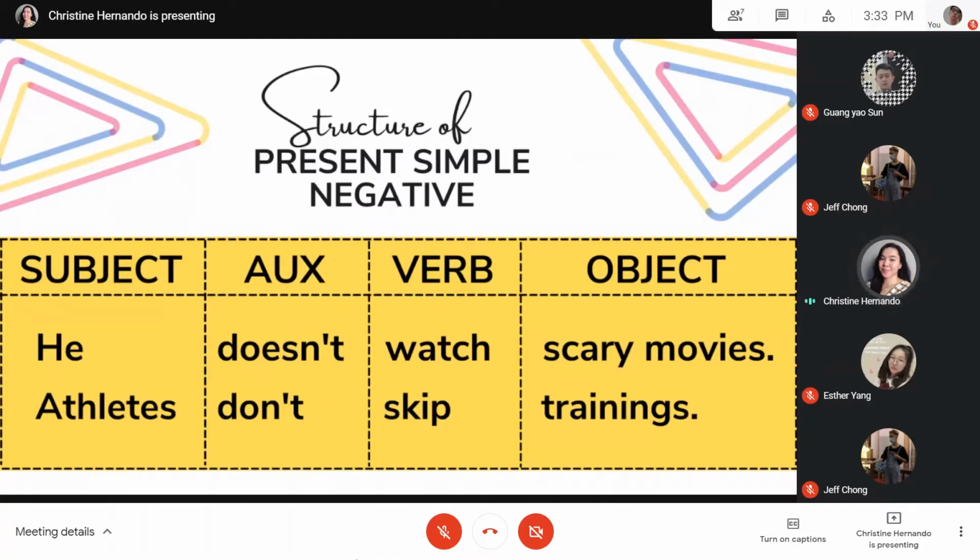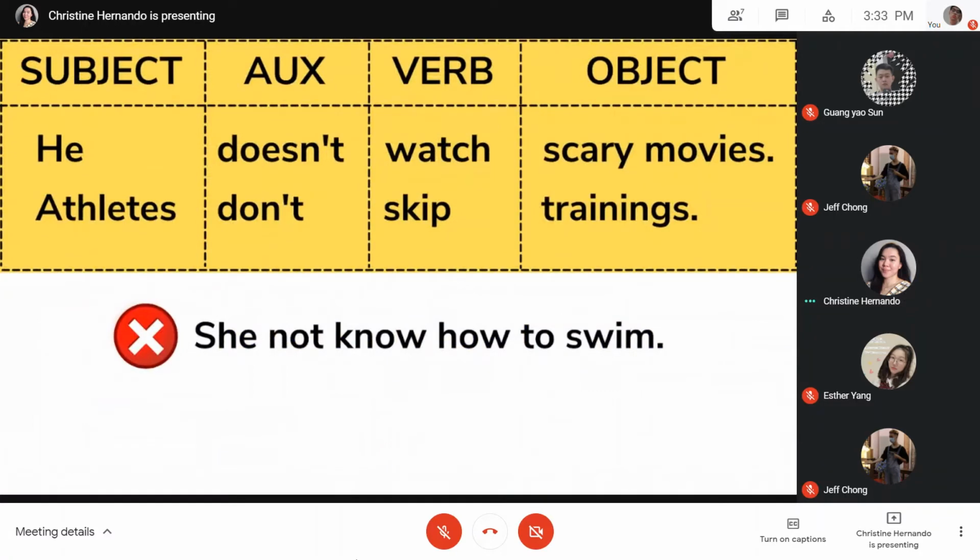the present simple negative. And now that we are familiar with the pattern that occurs in the present simple negative, we should know that the sentence written below the table is wrong. Do you agree with me that this sentence is wrong? Yes, ma'am.